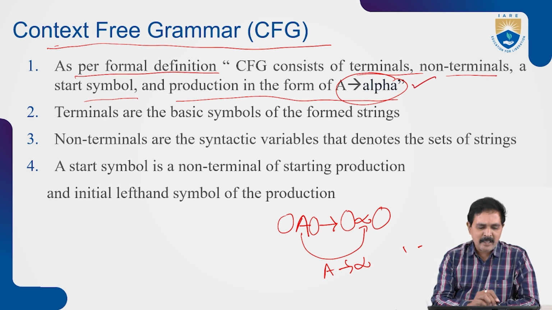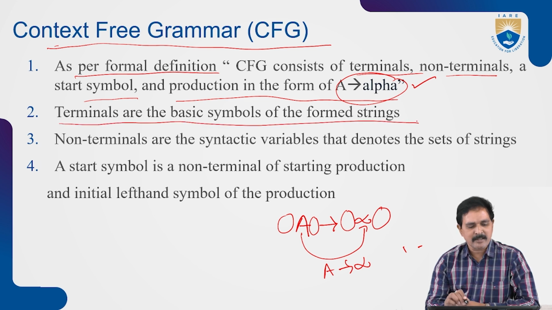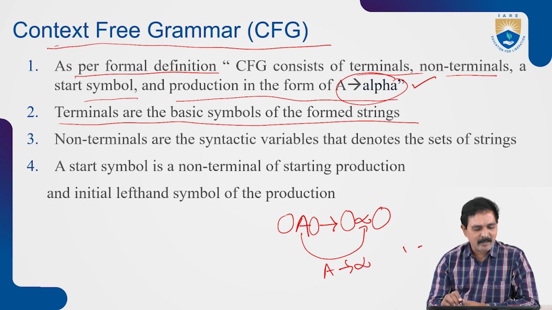Here I'm showing the remaining steps in the context free grammar. Terminals are the basic symbols of the formal strings. So you should take some terminals. There is no further expansion of those particular symbols; those are called terminals only. I'll show some examples of what the terminals and non-terminals are, and what the difference is. How can you identify whether a given symbol is a terminal or non-terminal? I will give that idea also.